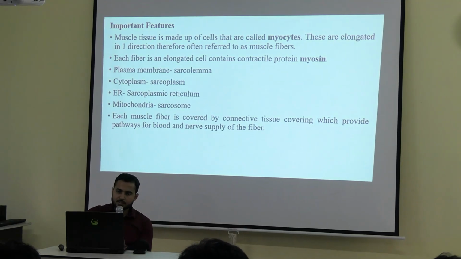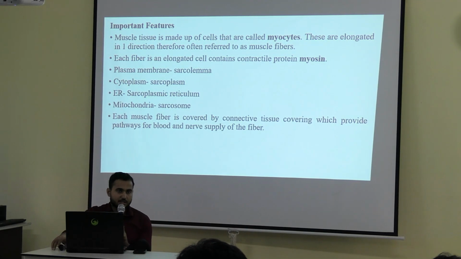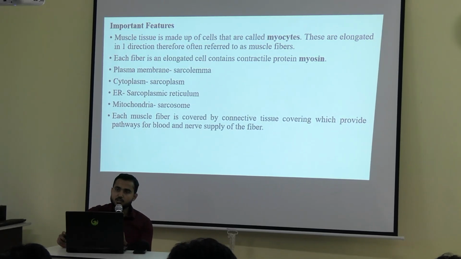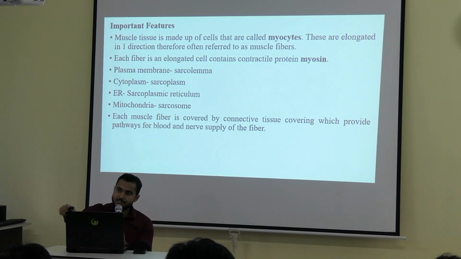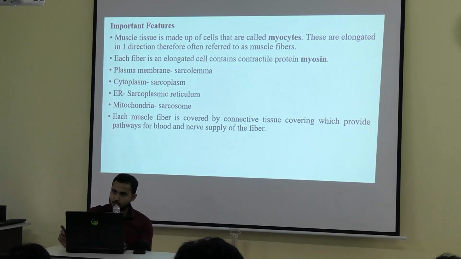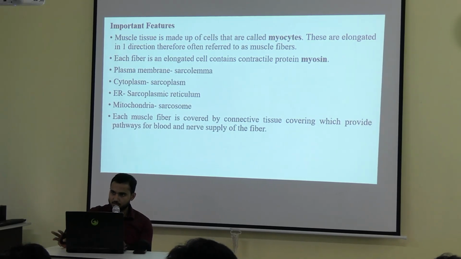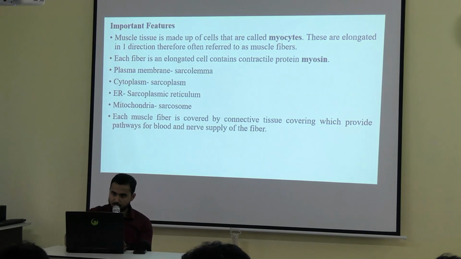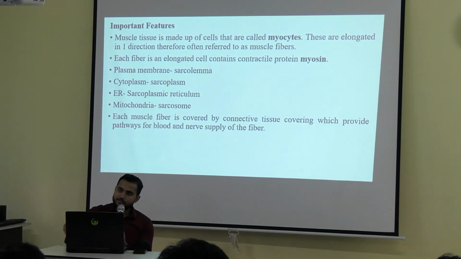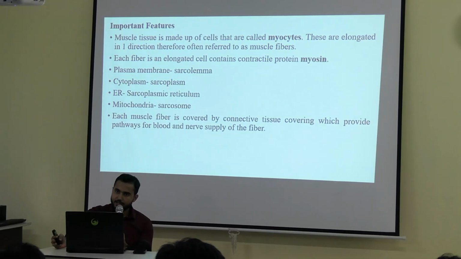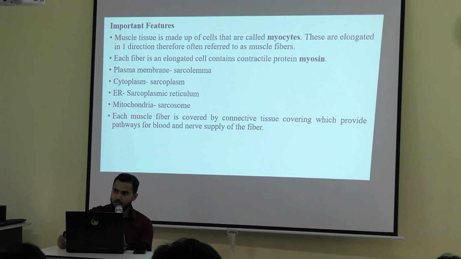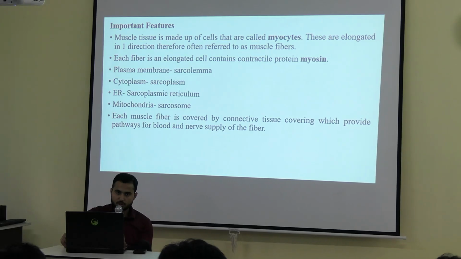Now each elongated fiber contains a contractile protein called myosin. So the contractile protein present inside the myocytes is called myosin, and because of that protein only, it is able to contract. That is the specialty. Next, if a cell is there, it will have a plasma membrane. Here the plasma membrane is called sarcolemma. These are the points which you have to note down.